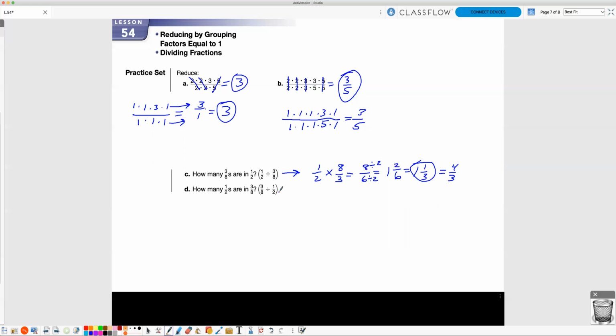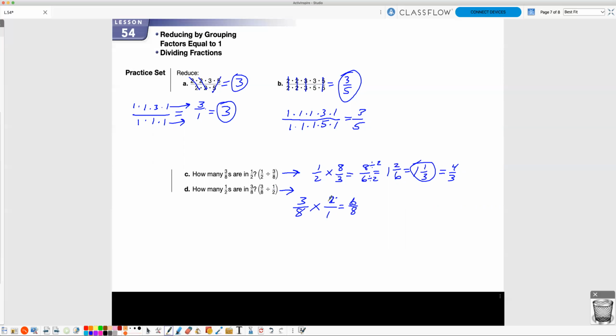Letter D, how many 1/2s are in 3/8? So for this one, 3/8 stays the same. I need to change that to multiply by the reciprocal. The reciprocal of 1/2 is 2 over 1. And I'm going to actually recognize that this would be 6/8.